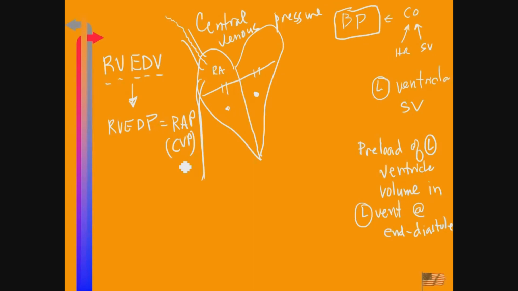In diastole, the pressure that's in the right ventricle is the same thing as what's in the right atrium, and I can measure that directly and have an index of how well that ventricle is being stretched. What is the preload of the right ventricle? That preload is indicated by the CVP.